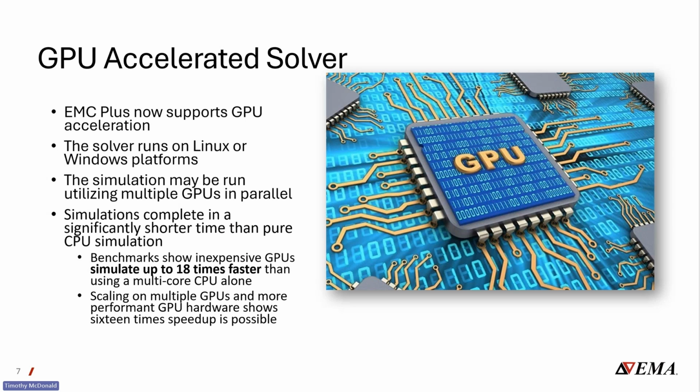A big thing that I have to note every time I talk about the products these days is that in the last year, there's been a big change. We've added GPU acceleration to the tools, specifically the FDTD solvers in EMC Plus and Charge Plus. They're on the order of 18 times faster, and you can scale to even greater speeds with larger and larger GPU hardware, for example, multi-GPU hardware.